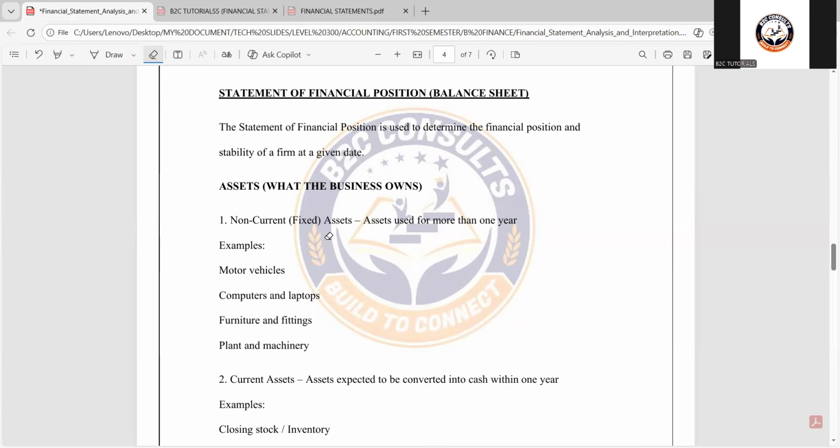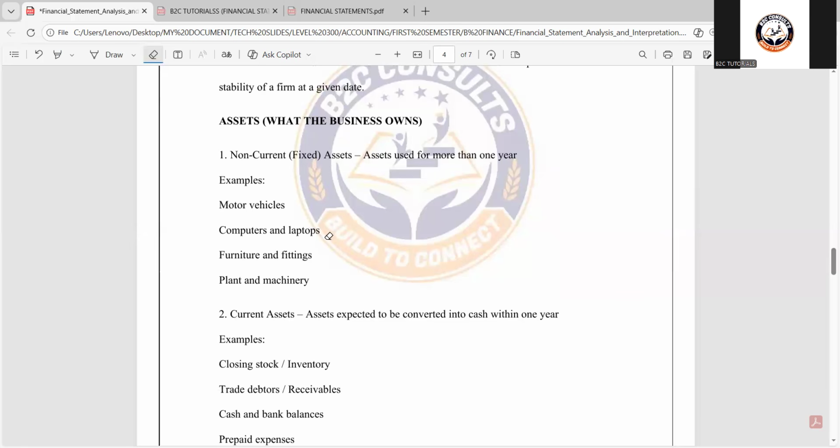Now, I told you that there are three major headings: the asset, the liabilities, and the equity, that is the owner's interest. Now, under asset, that is what a business owns. We can have two items. One is called non-current or fixed asset, and the second one is called current asset.